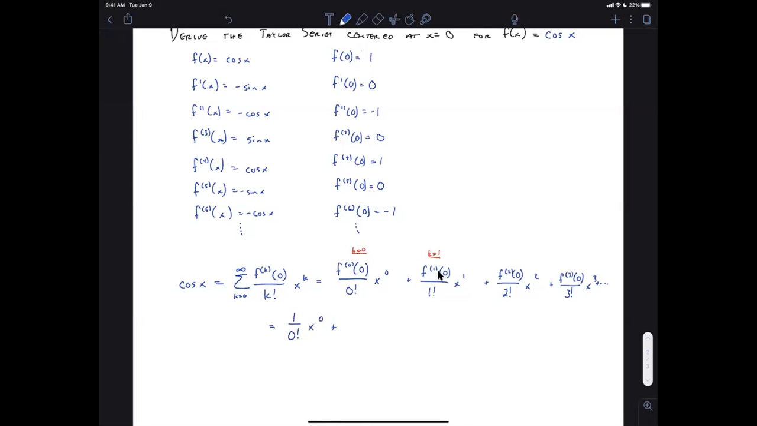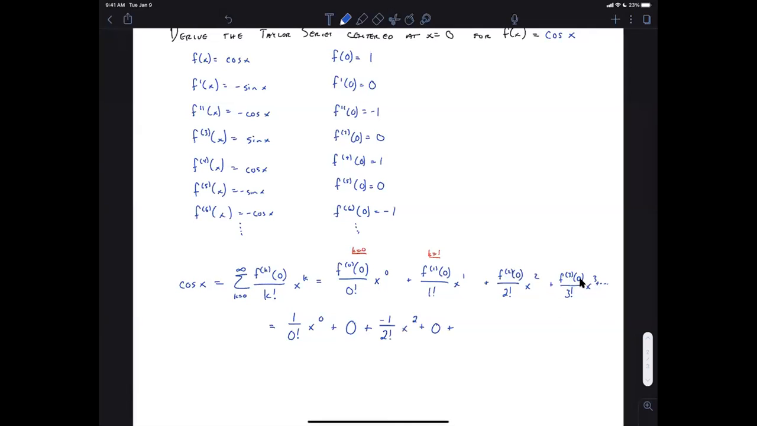f1 of 0, that's the first derivative at 0, based on the second one is 0. When that happens, so this whole top is 0, that zeroes out the entire term. So the k equals 1 term is 0 divided by 1 factorial, but that's 0. And then 0 times x is 0. So this is 0. f2 of 0, that's off the list. That's negative 1. So we get negative 1 over 2 factorial x squared. f3 of 0 is 0 over 3 factorial x to the third, but that's 0.